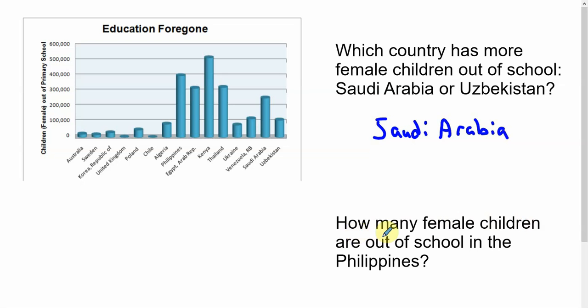How many female children are out of school in the Philippines? Okay, so we go to the Philippines, and it looks to be about 400,000. Now obviously the exact number is almost certainly not precisely 400,000, but with graphs and charts, sometimes we just approximate, we eyeball the number, and that's fine. Okay, so those are the basics of bar graphs, and you just want to be able to interpret and answer basic questions about a bar graph when it's presented to you.